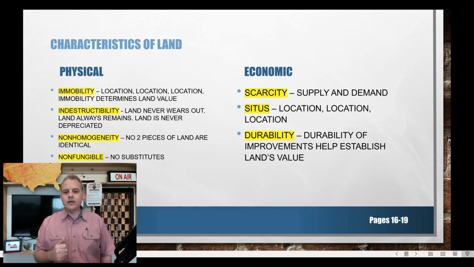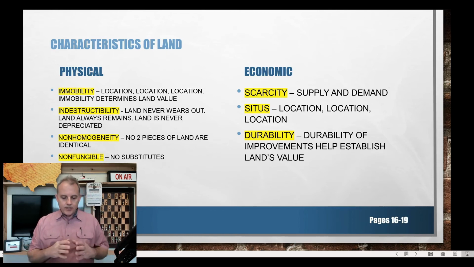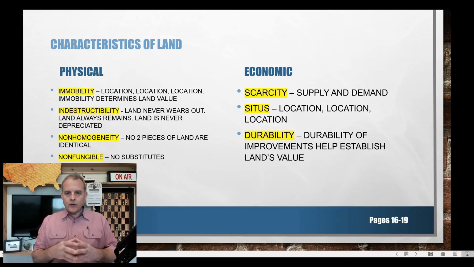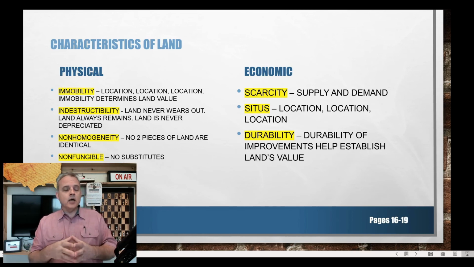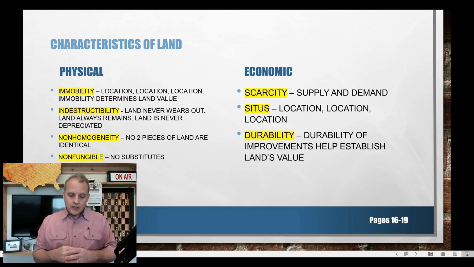And then the final bucket is durability. And durability of the improvements also helps establish the land value. So let me give you an example. We know that if 12th and Main Street is a very highly sought after part of your community, that means everybody wants to live there. The property value goes up because the demand goes up and the supply is low. And then we start adding improvements such as a house and a 5-car detached garage and those types of things. The durability of the improvements then offers more value, which creates the economic characteristics of land.